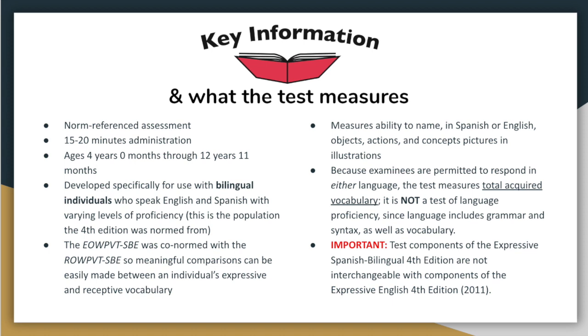This is developed specifically for the use with bilingual individuals who speak English and Spanish with varying levels of proficiency. It is noted that this is the population the 4th edition was normed from. The EOWPVT-SBE was co-normed with the ROWPVT-SBE, so meaningful comparisons can be easily made between an individual's expressive and receptive vocabulary.